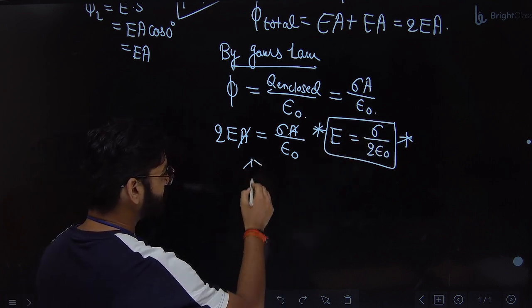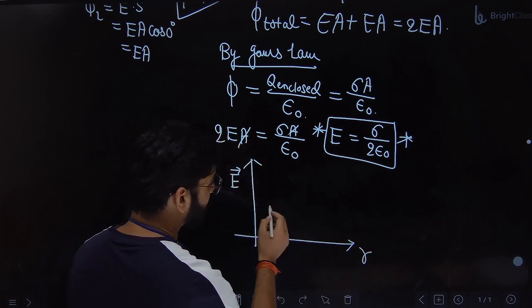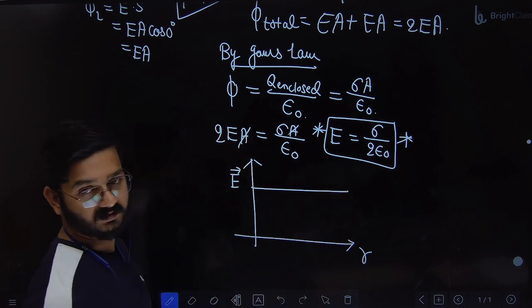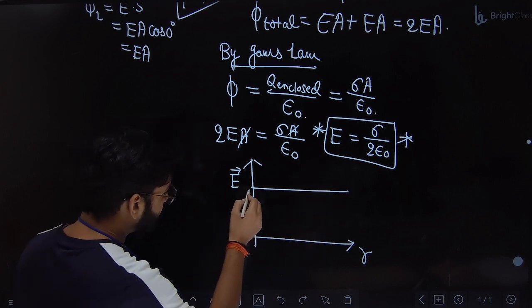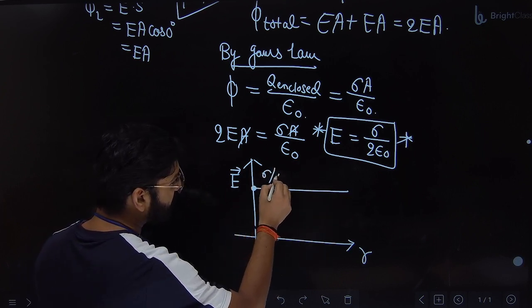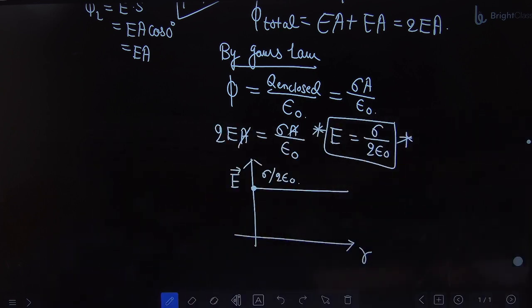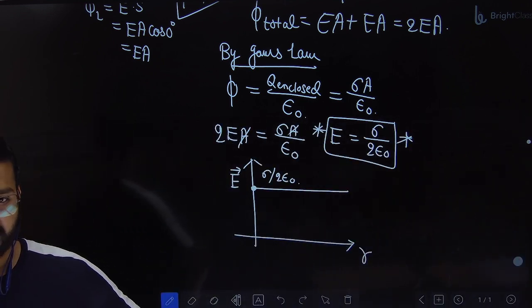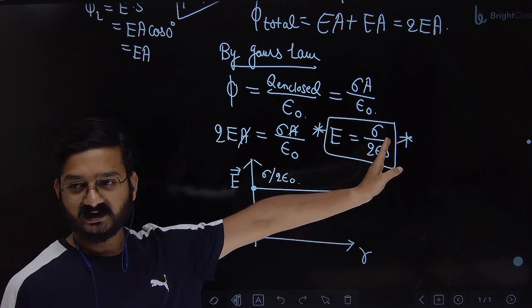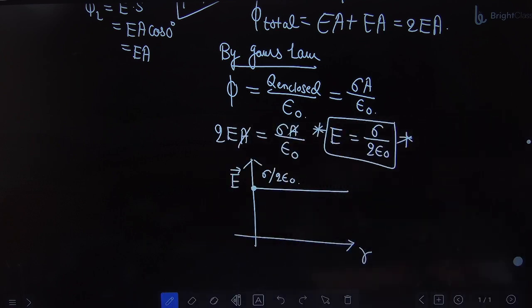So if they ask us to draw the graph between electric field and distance, what will the graph be? Constant, because this value is fixed. The graph will be a constant graph. And what will this value be? Sigma by epsilon. It is independent of the distance. This equation is self-explanatory. There is nothing to remember in this. This graph is basically common sense. Nothing to remember in this point.